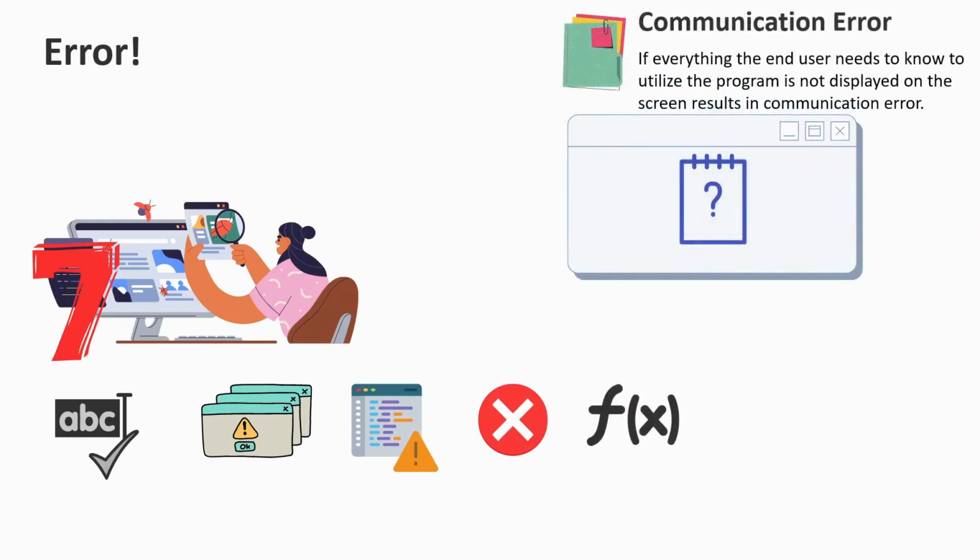Communication error. If everything the end user needs to know to utilize the program is not displayed on the screen, it results in communication error. For example, help document is in the release notes but not available to the user.